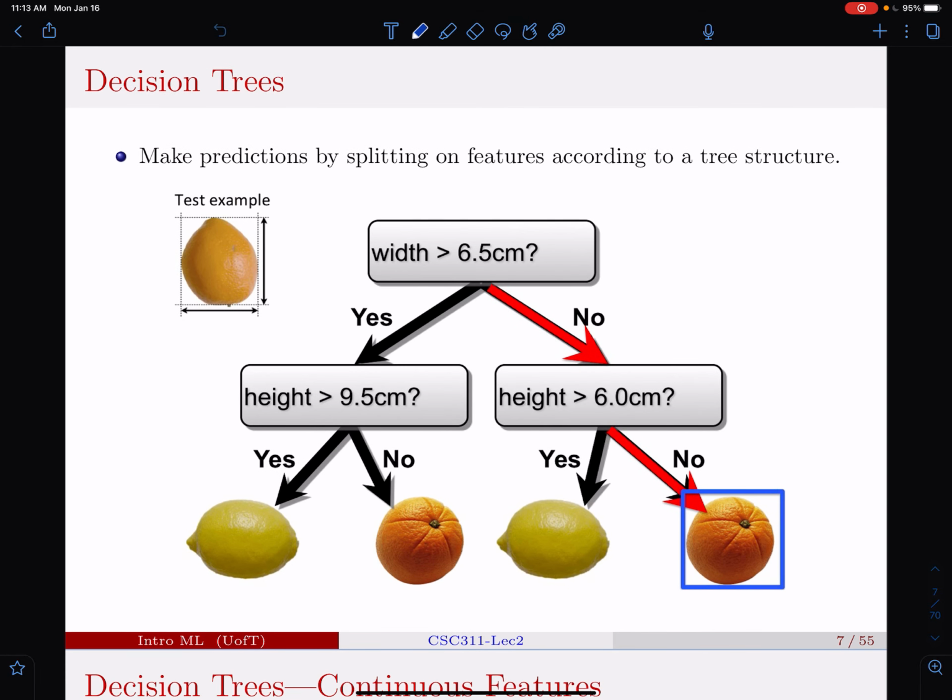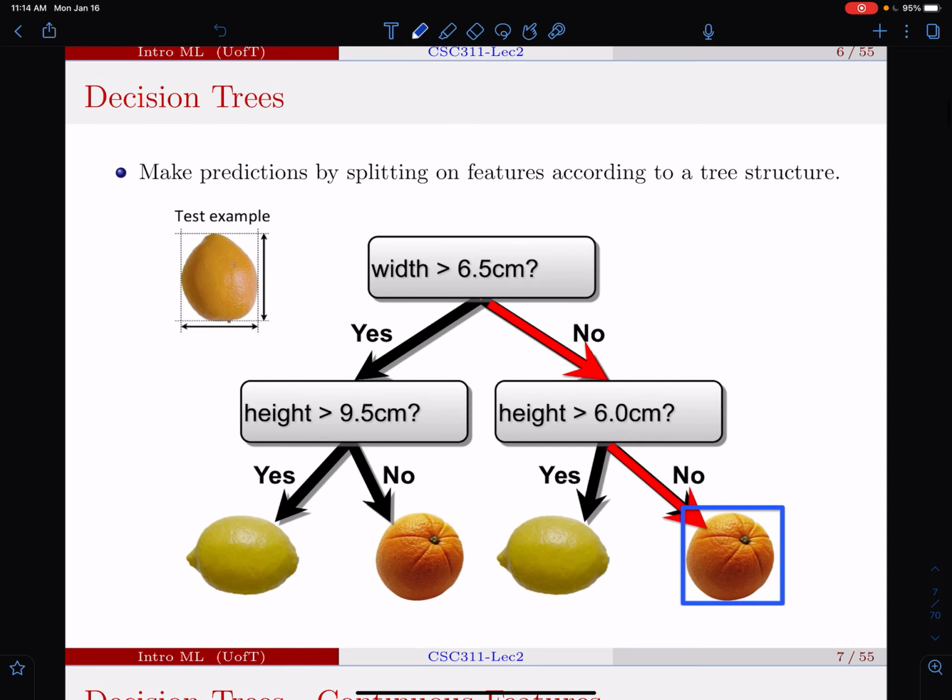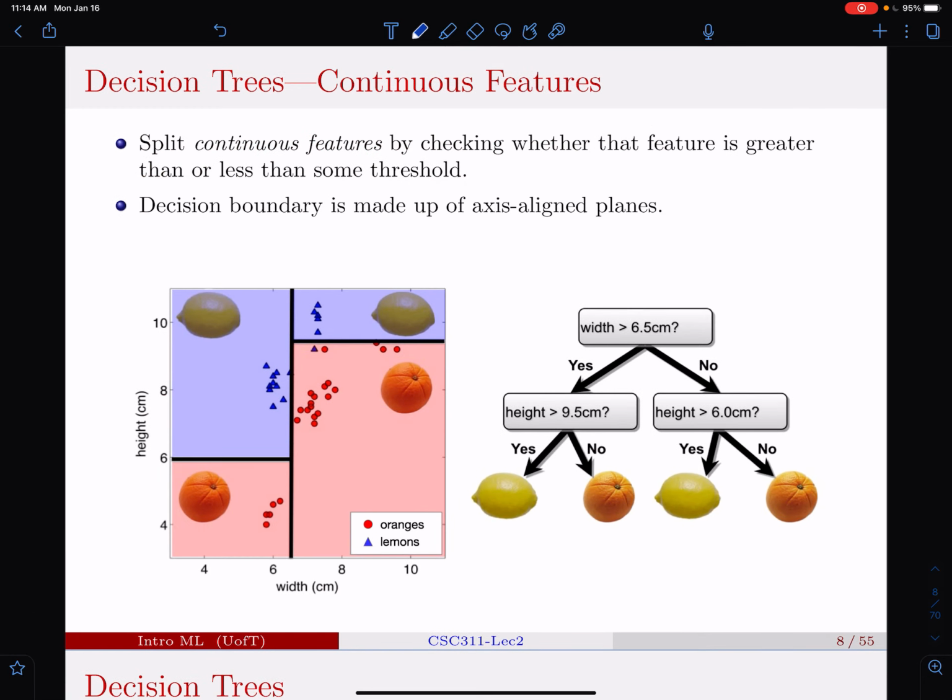So this is a particular test example. If it turns out this example is less than 6.5 centimeters in width and less than 6 centimeters in height, then we'll end up at this bottom branch over here. And then the way a decision tree works slightly more generally is if you have a continuous feature like the height or the width, the way you decide which way to go is by checking whether the feature is greater or less than some threshold.